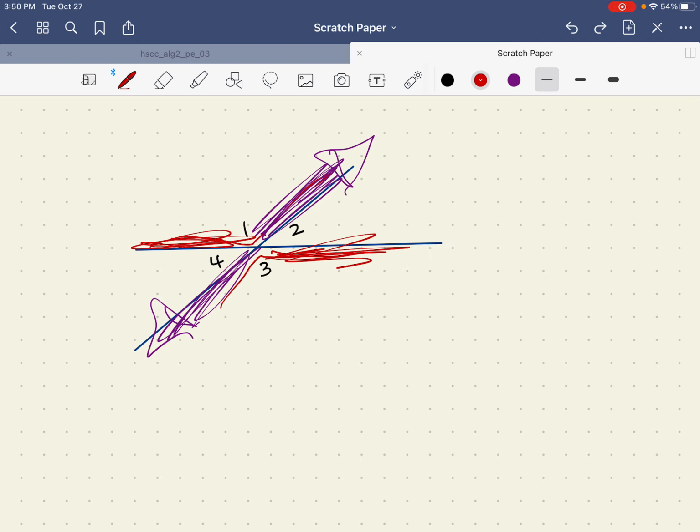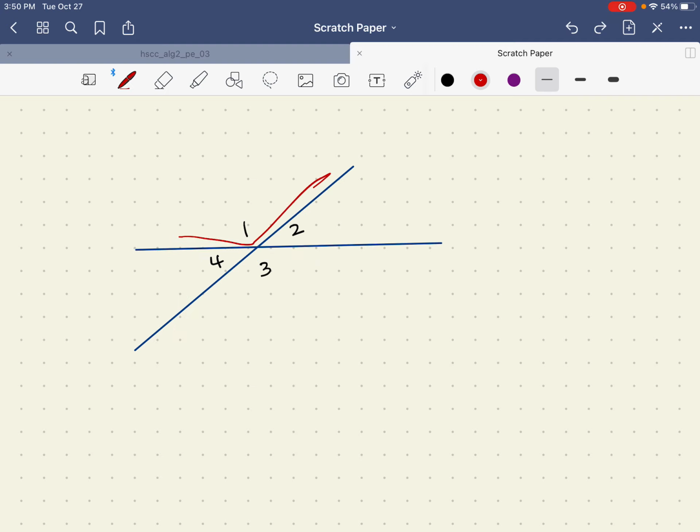All right, so now we're going to start with that. So they have vertical angles. Now vertical angles aren't the only one in this picture. If you look, you'll notice that angle 2 and angle 4 are also vertical angles. So that's going to be our first relationship, vertical angles.